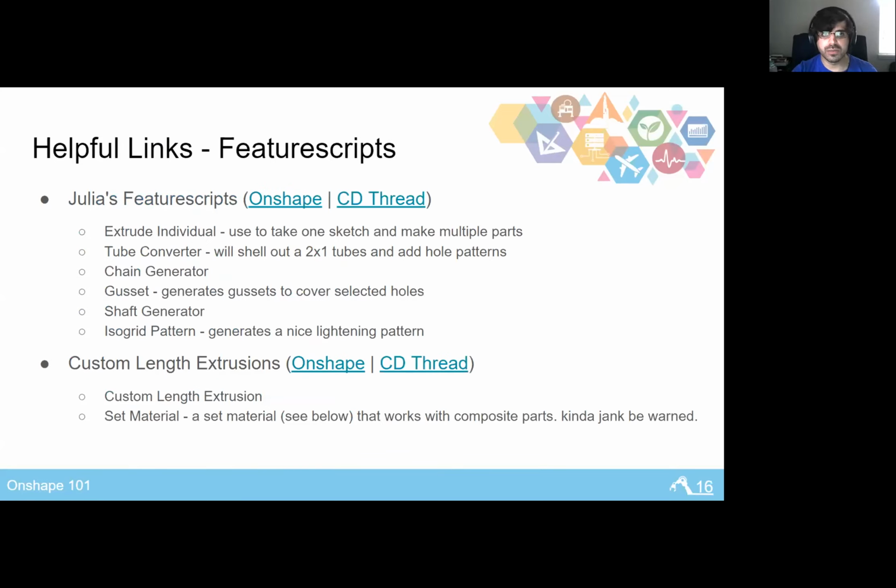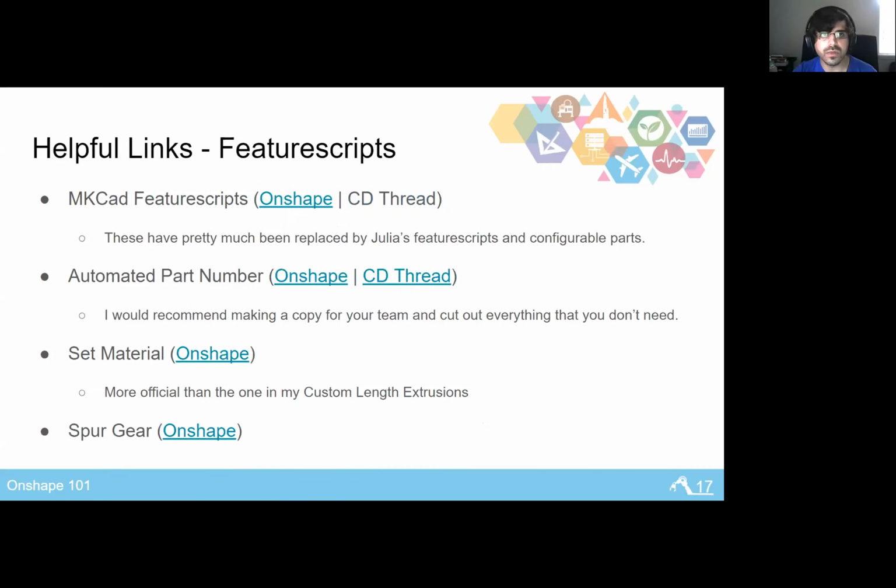Here are all the feature scripts. The extrude individual and the tube converter are the ones that I just showed you. There's different ones for chains and gussets, patterns for lightning. This custom length extrusion is one that I created. You can create shafts and all sorts of different tubes and extrusions, both COTS and more custom ones. MKCAD feature scripts, these are kind of the feature scripts that Marcus created for his MKCAD stuff. They've been pretty much replaced by the stuff that Julia's done and with configurable parts, so I don't think there's much use to them, but they're there.